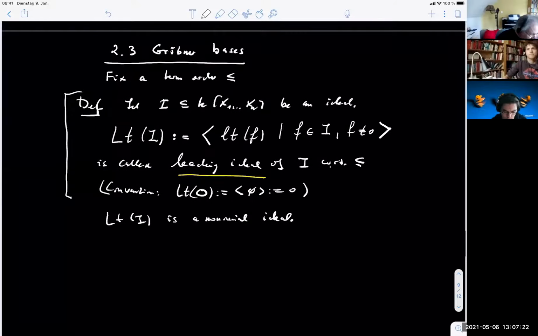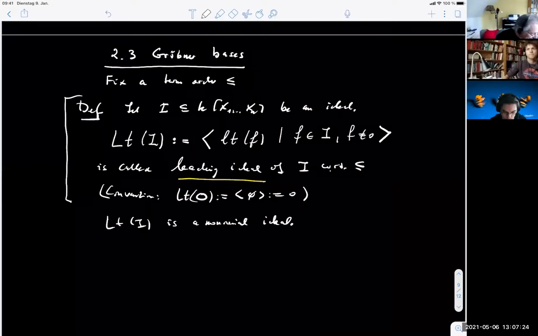Okay, but one has to be careful here. Again, warning. There are pitfalls. So let's assume my ideal is generated by polynomials f1 up to fr.